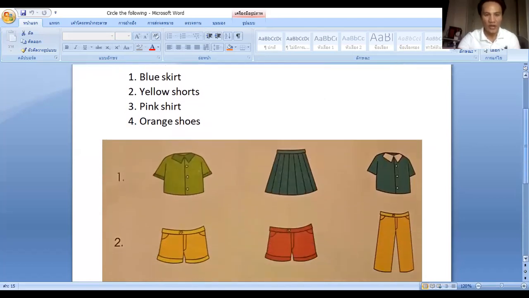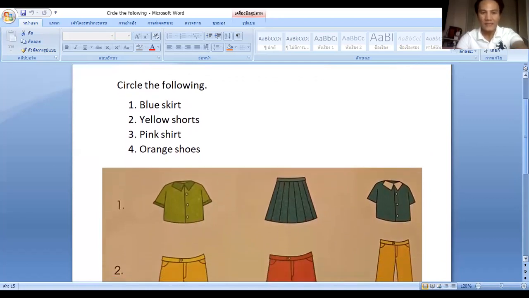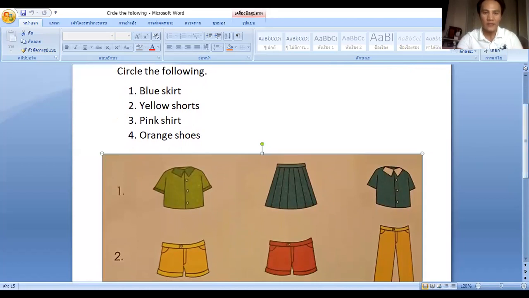We are back here on this worksheet. Okay. Number 1. Do you see the number 1? Number 1. Circle the blue skirt. Which one is the blue skirt? Is this one? Is it a blue skirt? Or this one? Is it a blue skirt? Or this one? Okay, circle your answer. Circle like this. If your answer is this one, circle. Okay, number 2.